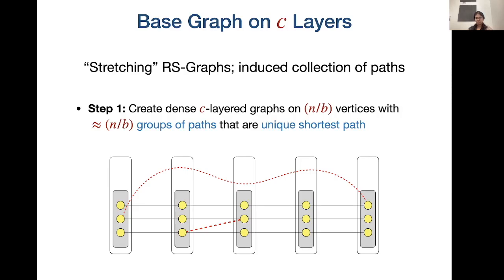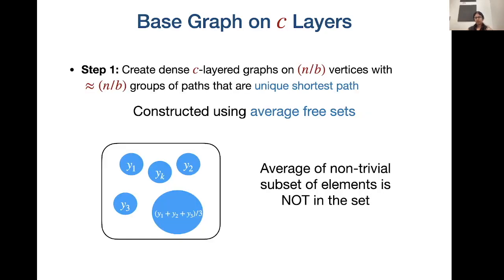In addition to being induced collections, we also want that each path here must be the unique shortest path between the start and end vertices. So the red edges between these two paths should not exist because they're induced, and the red path between the start and end vertices does not exist either. It is possible to construct these induced collections using average free sets. These are just sets where the average of any non-trivial subset of the elements is not present in the set. So if you have y1, y2, and y3, the average is not going to be in the set. It is possible to construct average free sets of large density.